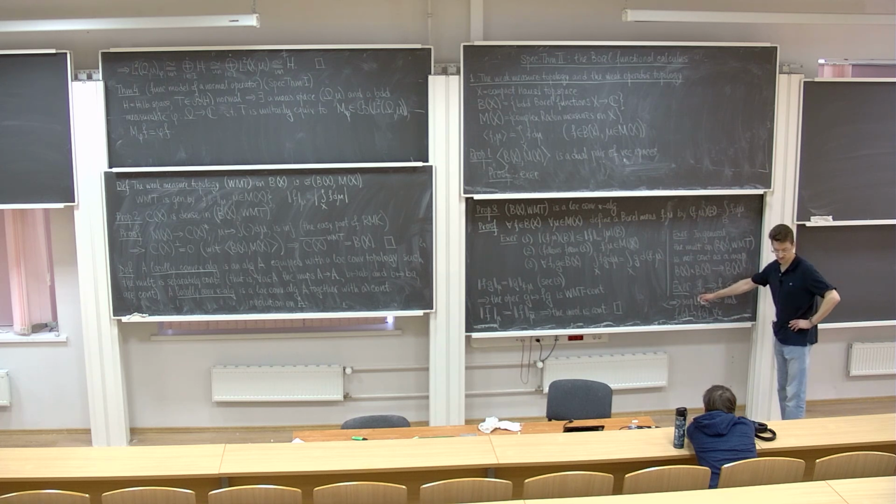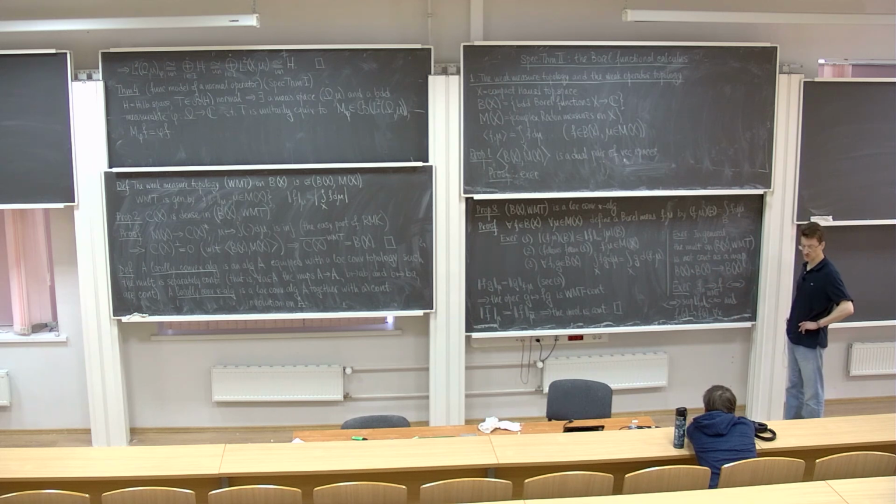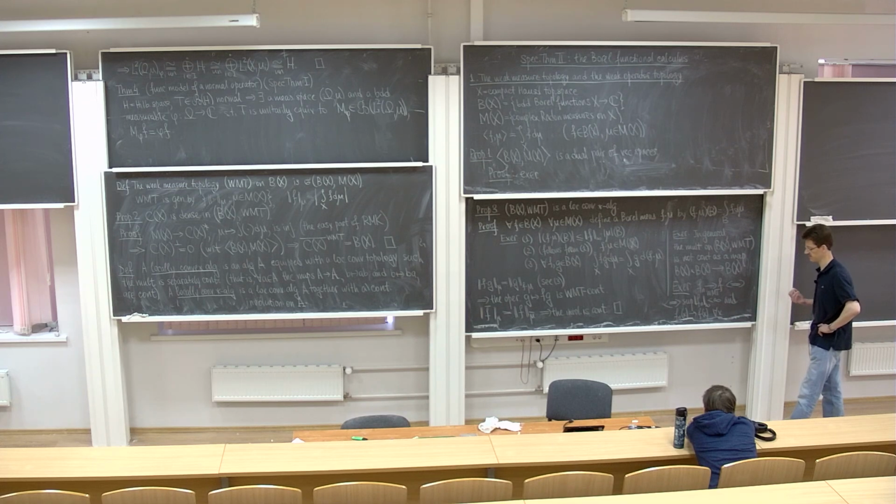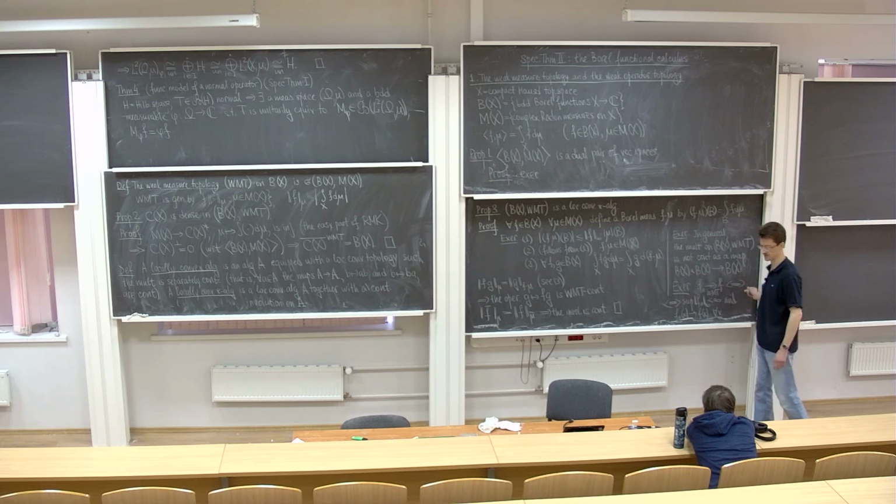By the way, the second exercise implies that the multiplication is sequentially jointly continuous. So if Fn converges to F and Gn converges to G, then Fn Gn converges to FG. But this holds only for sequences, and this doesn't imply the continuity in the usual sense.